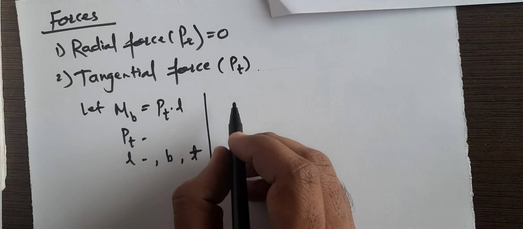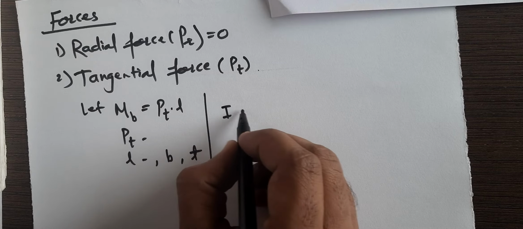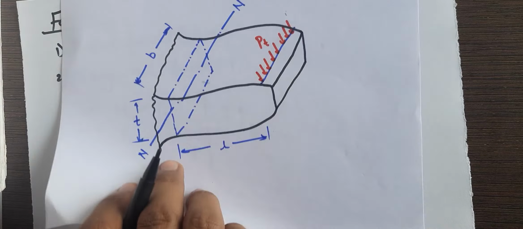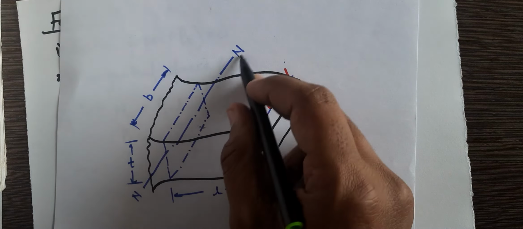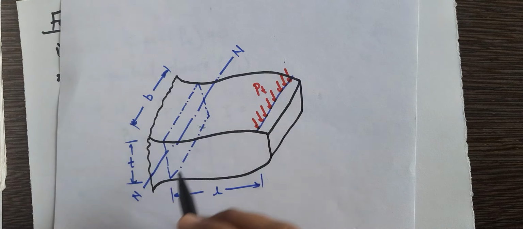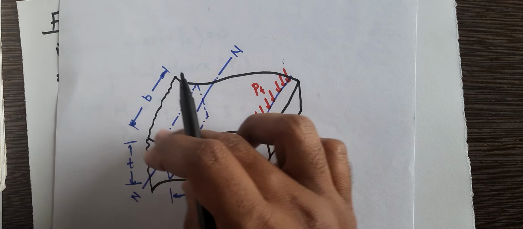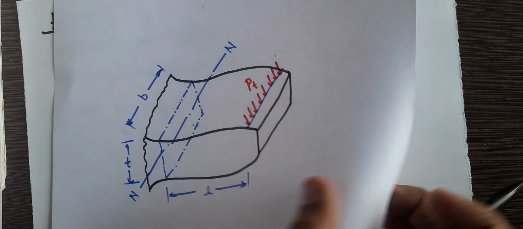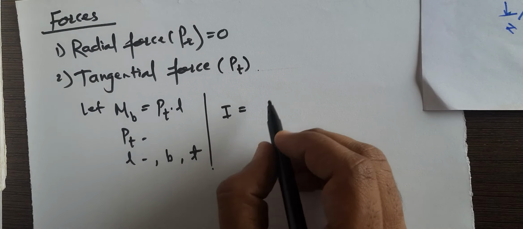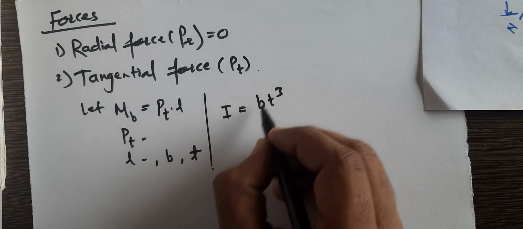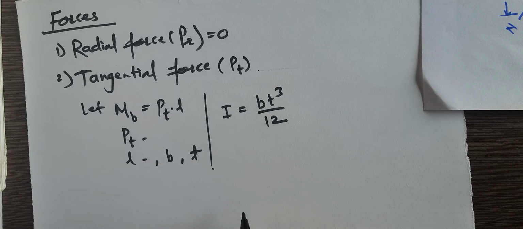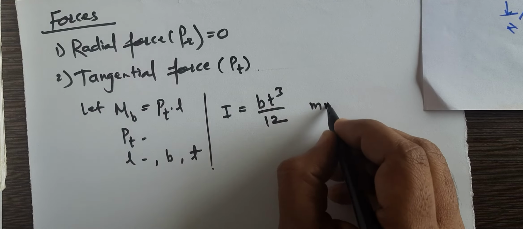Then the moment of inertia we can calculate at this neutral axis. See here, the neutral axis is here. At this neutral axis the moment of inertia will be b into t cubed divided by 12. So we write moment of inertia I = bt^3/12 mm^4.